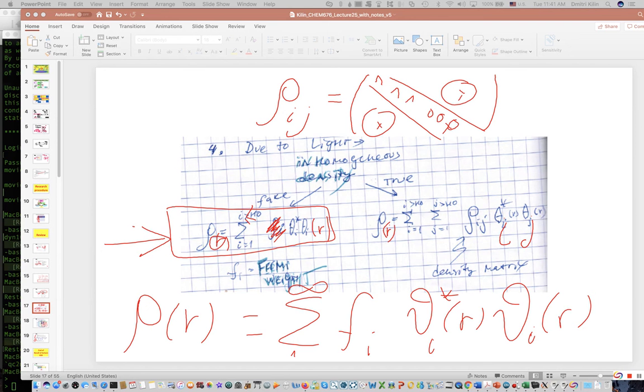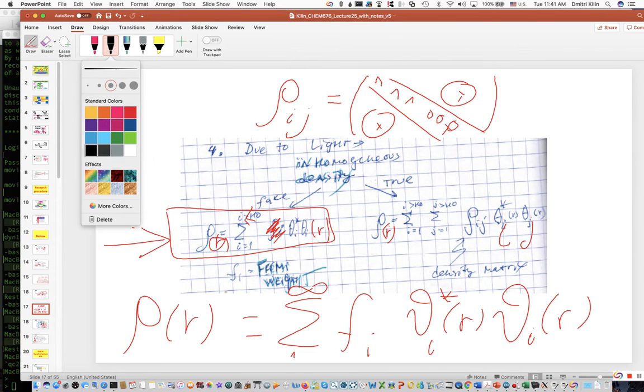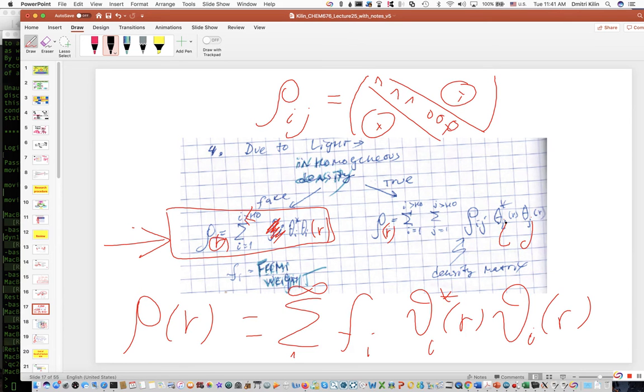In the original approach, we just list pairs of orbitals with the same index, and the index runs from the first available orbital to the highest occupied orbital. So we run over all occupied. In the more updated version, we were running over orbitals with non-coinciding indices, and the contribution of each pair of orbitals to the density is set up by the so-called density matrix.